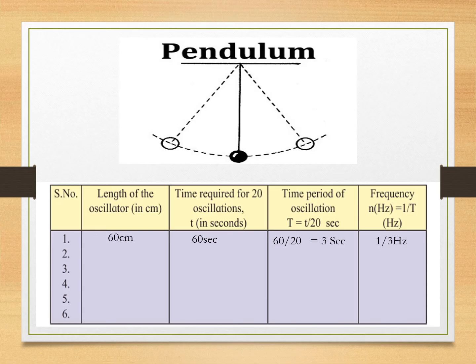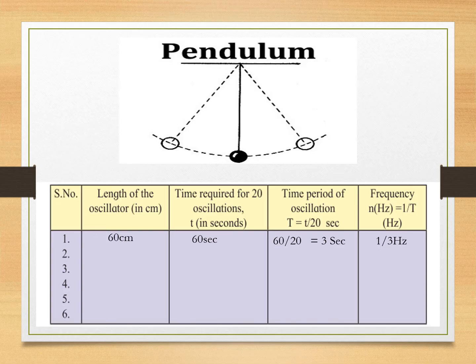Then after that you have to measure the length of the thread in centimeters. Whatever thread you took for this experiment, the length of that thread you have to measure, and then note it down. Then suspend the pendulum freely from the support, and now swing the pendulum with the help of a stopwatch. Record how many seconds are required for 20 oscillations. The stopwatch is available in your mobile also.